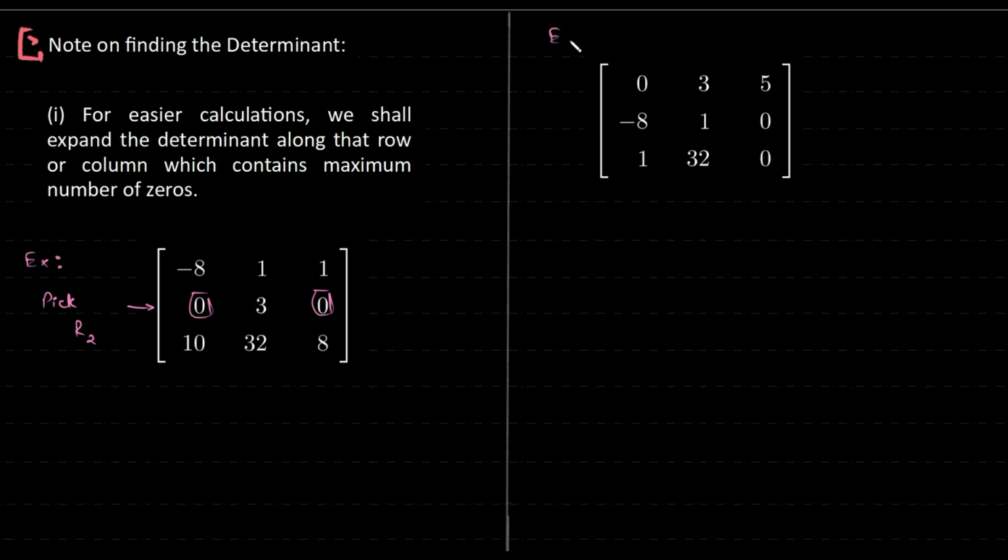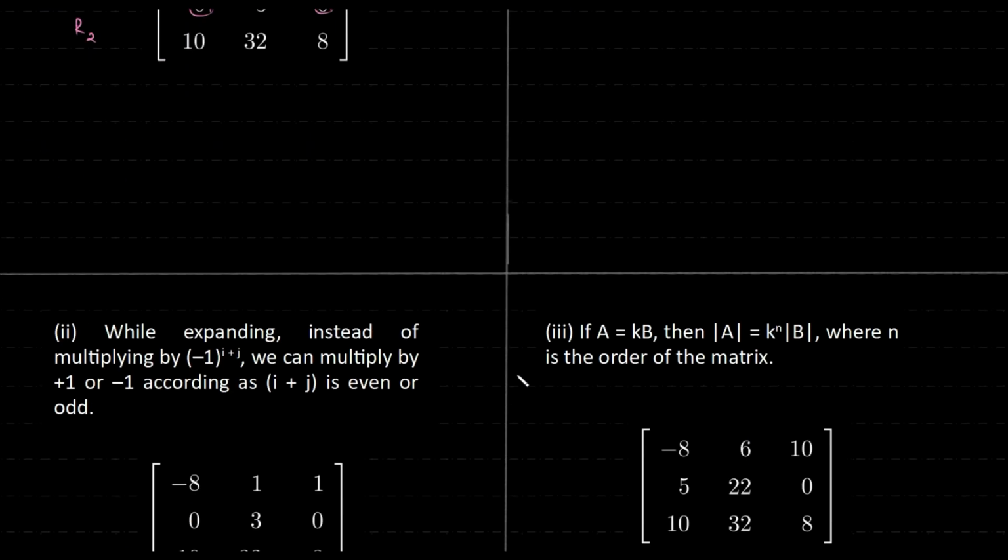Now, in this case, we have to pick which one? Well, row 1 looks promising, row 2 also, row 3 also. But if we go to column, this is the best option to go with. Pick column 3. Okay guys, that's the first note.